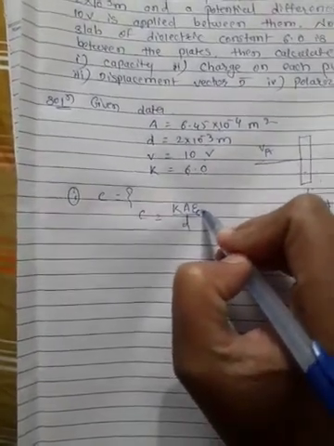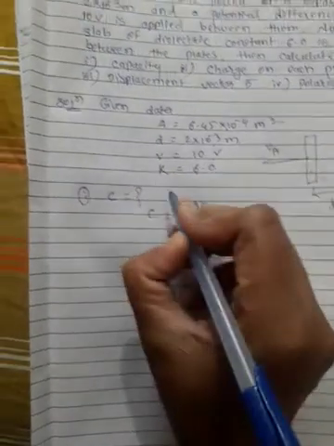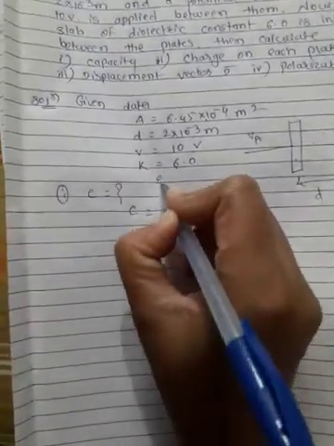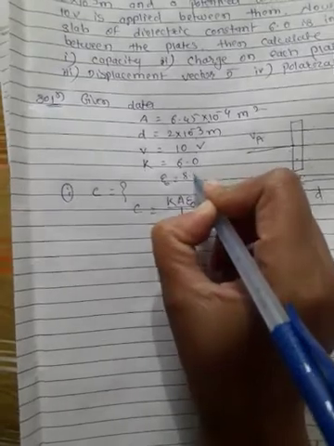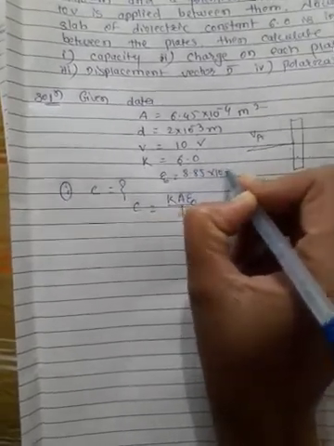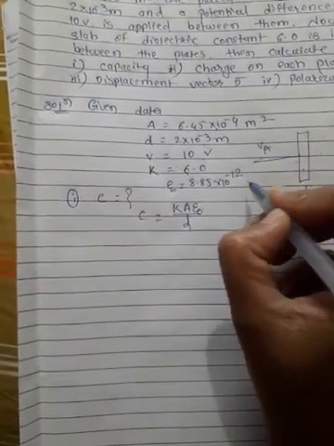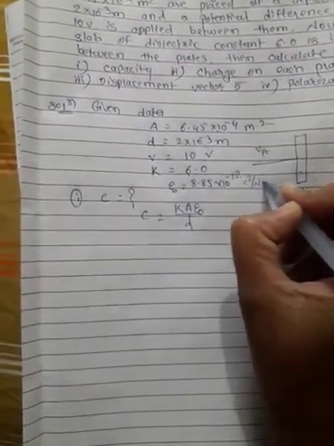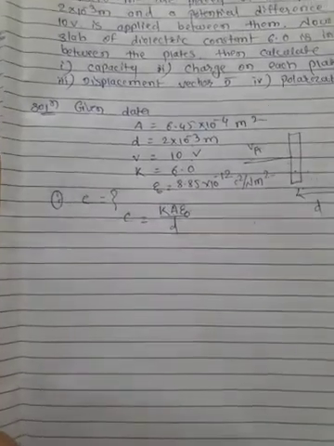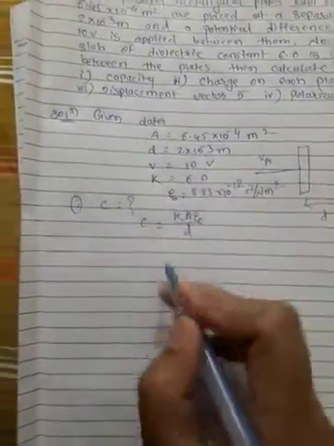Epsilon naught is the permittivity of free space, whose value is 8.85 into 10 to the minus 12 coulomb square per Newton meter square. This is the standard value. Now substitute all these values here.